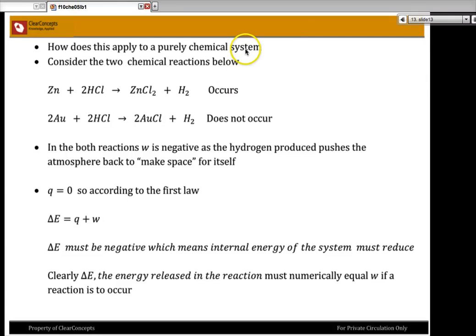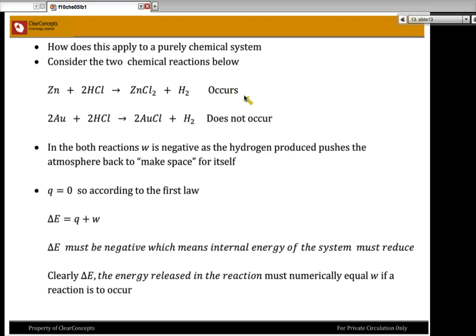Okay, so let's talk about purely chemical systems. We talked about mechanical, thermal, electrical systems in the lab. Let's consider these two chemical reactions. The first one: zinc plus HCl gives you zinc chloride plus hydrogen. This reaction occurs in nature. But if you take gold and drop it into HCl, this does not occur. It's the same reaction in principle, but this doesn't occur, whereas this one does.